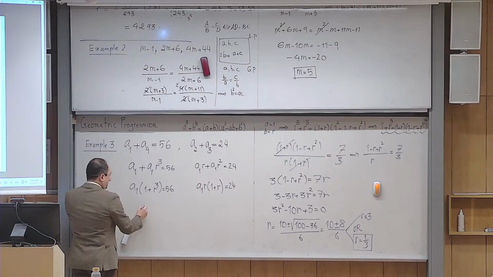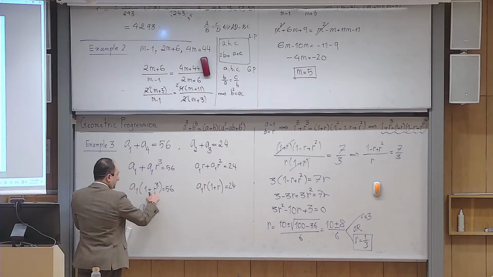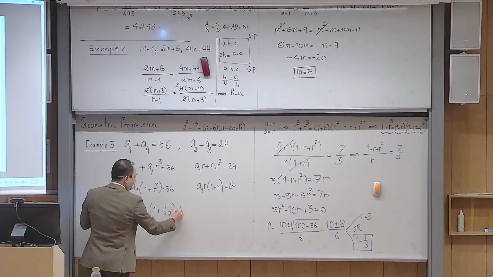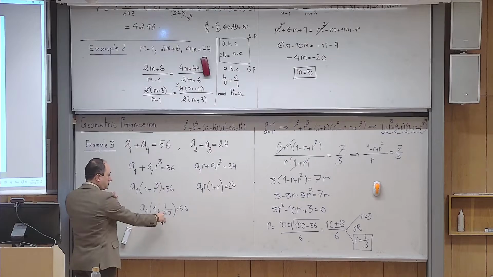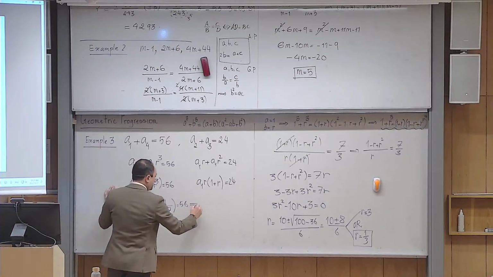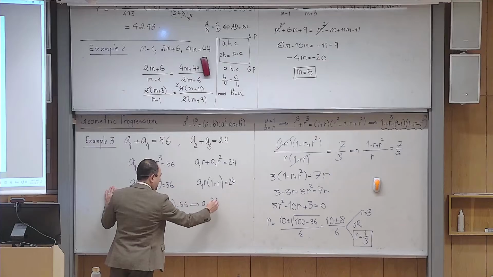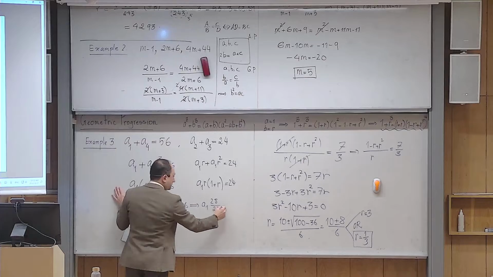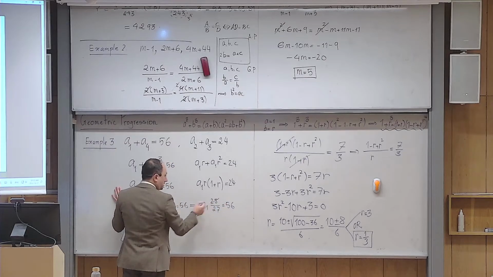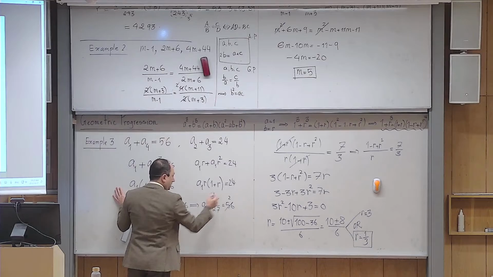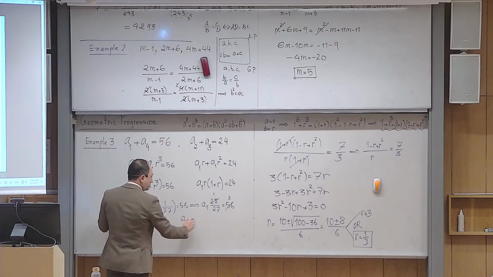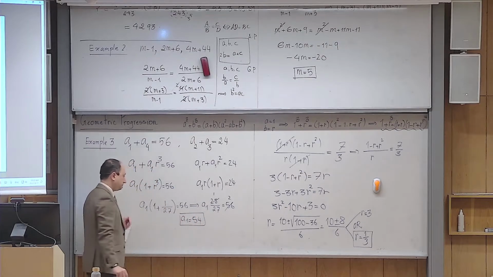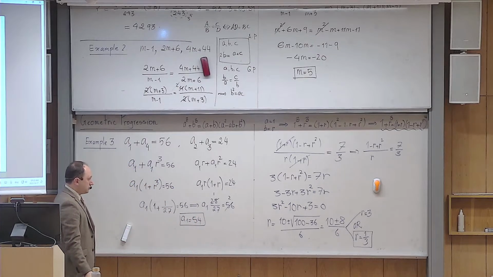So if I go back here, a1 plus 1 over 3 to power 3, which is 1 over 27, is equal to 56. And I take the common denominator. So this becomes a1 times 28 over 27. If you take the common denominator here, it's equal to 56. And then again, 28, I can divide, this becomes 2 times. So then a1 is 2 times 27, which is 54. So it is determined, yes?